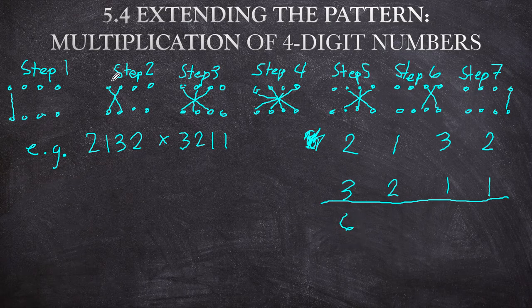That's step 1. Step 2 will be this: 2 times 2 plus 1 times 3. So 2 times 2 is 4, plus 3 times 1 is 3. 4 plus 3 is going to give us 7. Okay, next is 2 times 1, this one here, plus 1 times 2.